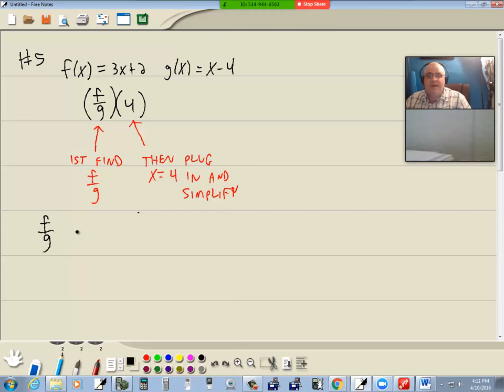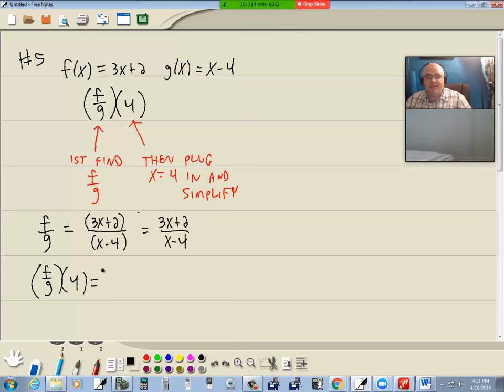So first off, we'll just find f divided by g. Now, typically, when you're doing some kind of operations with functions, addition, subtraction, multiplication, division, you put parentheses around each function and put whatever operation in between them. So I'll put parentheses around each function, and then the operation in between them. Now, this is division, so a fraction symbol means division. Now, these parentheses aren't actually doing anything at this point, so those drop away. We have this, and then the second thing we do is plug x equals 4 in and simplify.